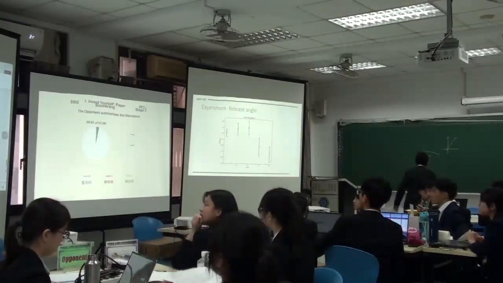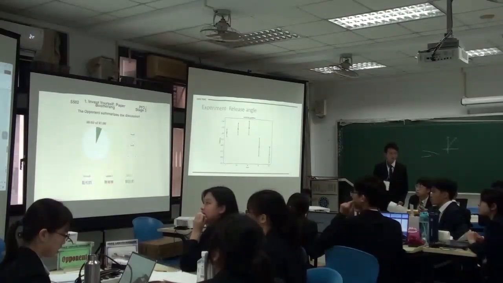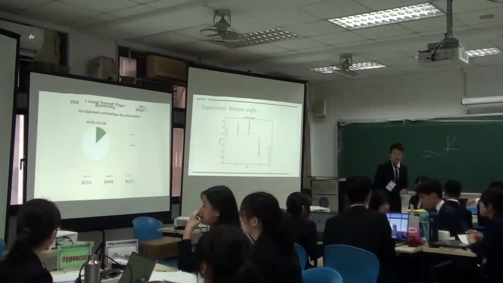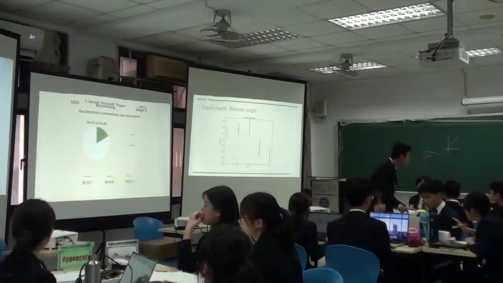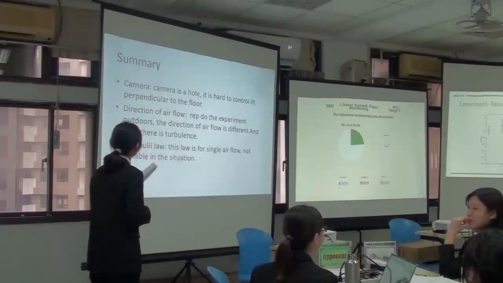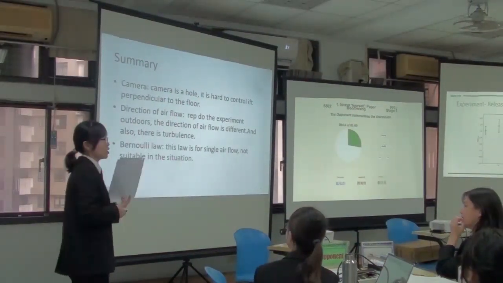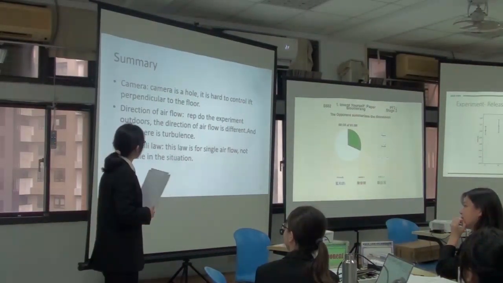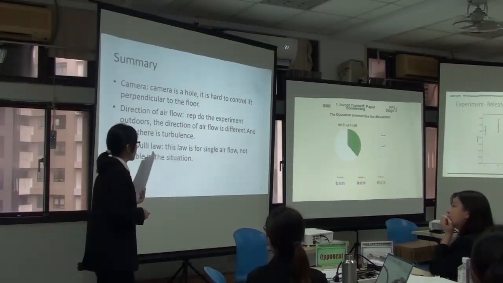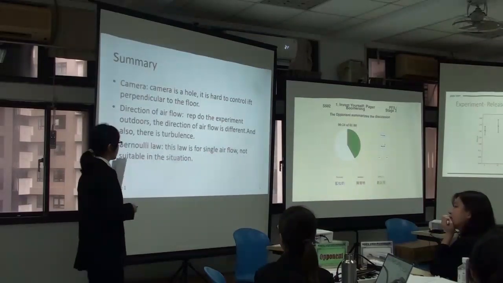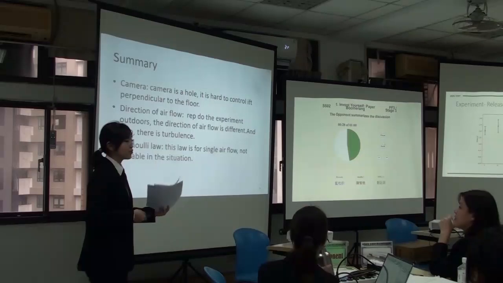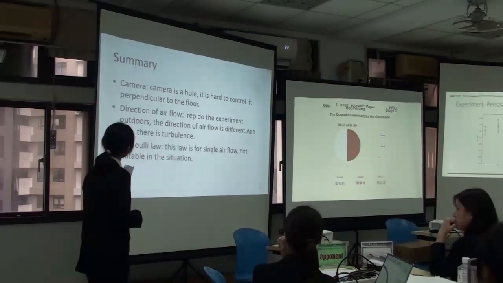So I would like to summarize the discussion. The first one is the setup. The camera is hard to control. It should be perpendicular to the floor, and also the edge of the camera has some deformation. And as I did the experiment, I should use the mass transfer to transform the camera.